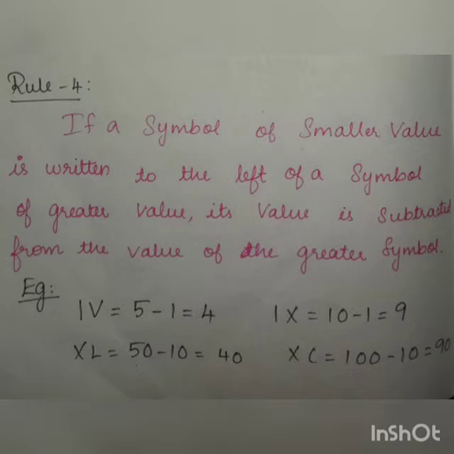Now IX. X is greater, I is smaller. The smaller number is written on the left side of the greater value, so I am subtracting the smaller value from the greater value. What's the greater value here? 10. 10 minus 1, 9. XL: 50 minus 10, 40. XC: 100 minus 10, 90. So this is the rule where the smaller value is written on the left side of the greater value, and we subtract that smaller value from the greater value.